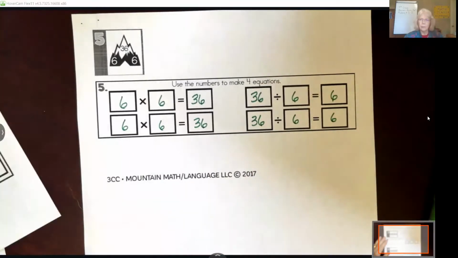So that's numbers 3, 4, and 5 of Mountain Math.